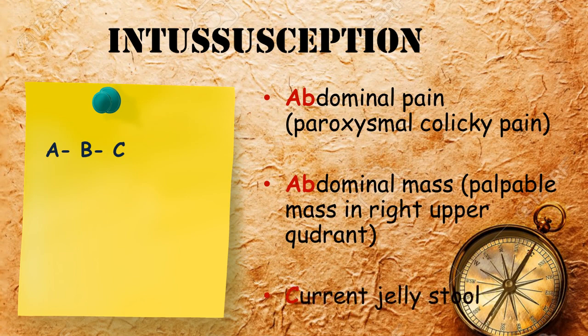Then comes C, that is currant jelly stool. So in case of intussusception, it is A, B, C. AB is for abdominal pain and abdominal mass. Try to remember the exact location of the abdominal mass also. And C is for currant jelly stool.